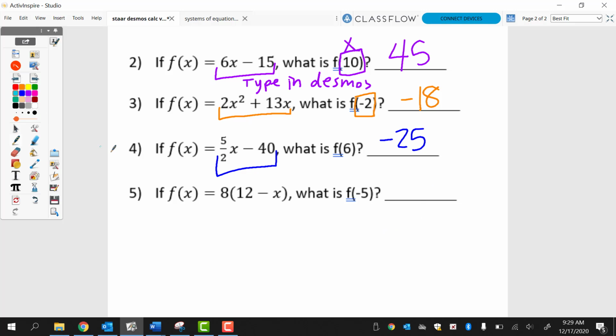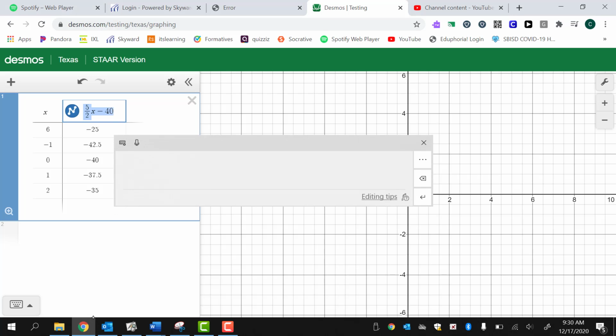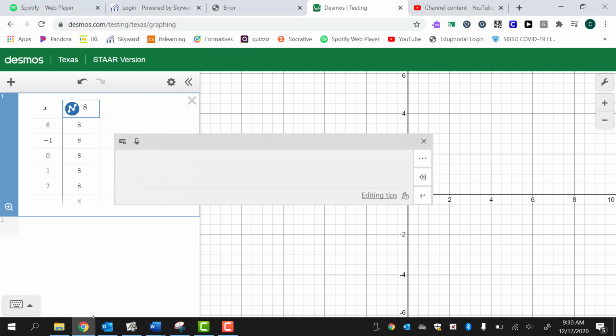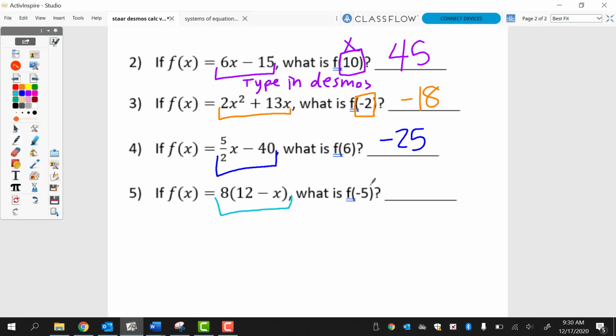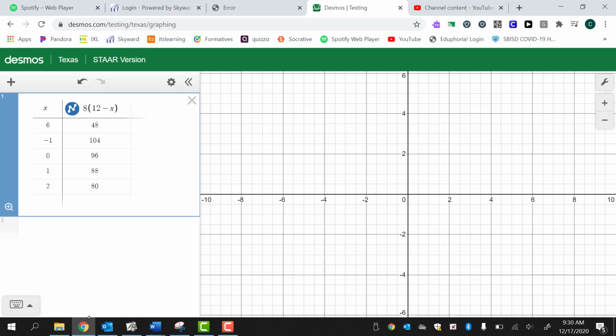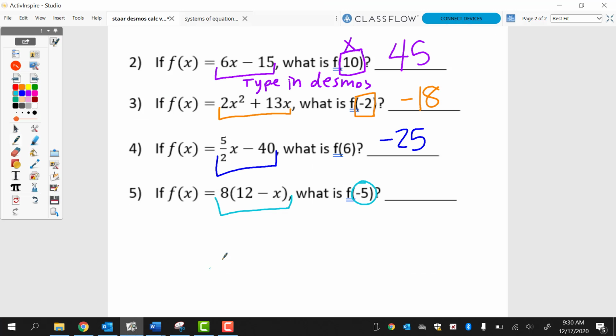And our last one, here's the equation. So I'm going to do 8 parentheses. Here, delete, 8 parentheses, 12 minus X. It even closes the parentheses for you, which is nice. Enter. And then what number did I want? I wanted -5. So I'm going to type that as my X number over here, -5. And it tells me the answer is 136.